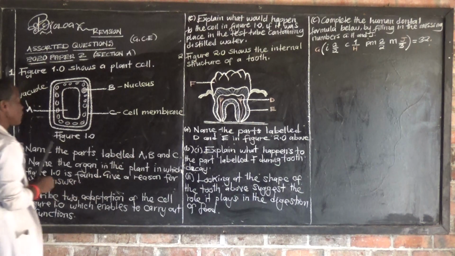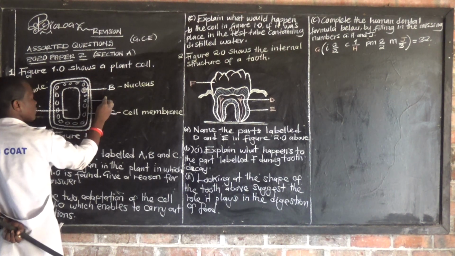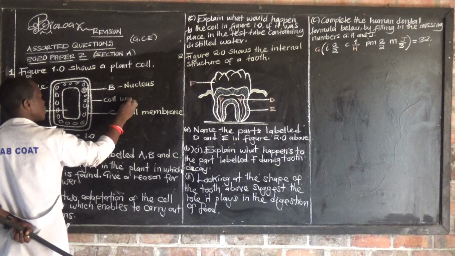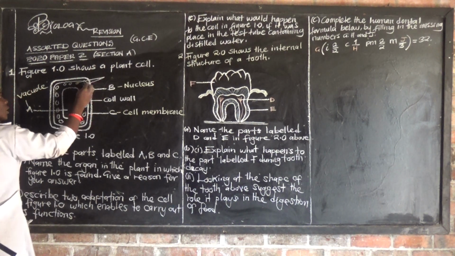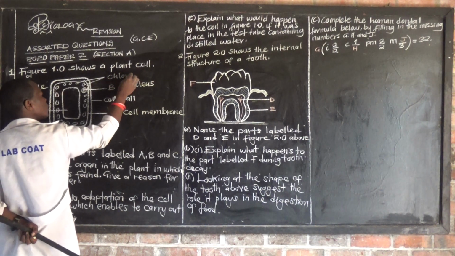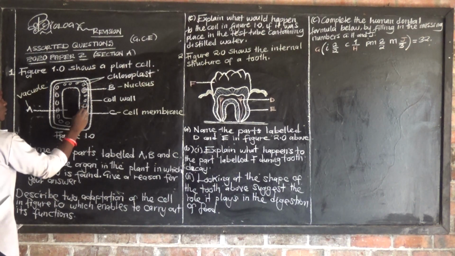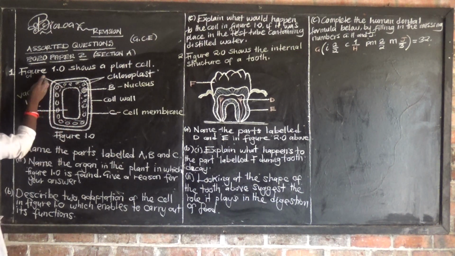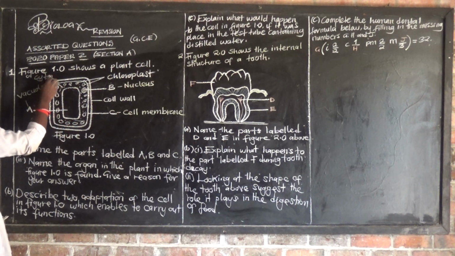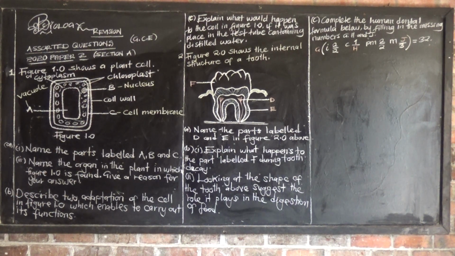Are we together? Okay. Then maybe for the sake of revision, we can put in some other parts. This one is what? The cell wall. Then what about this? The chloroplast. Okay? Then this is what? Cytoplasm. For the sake of revision, right? Now let us proceed.